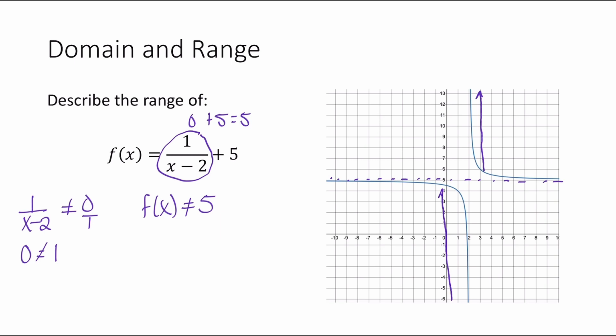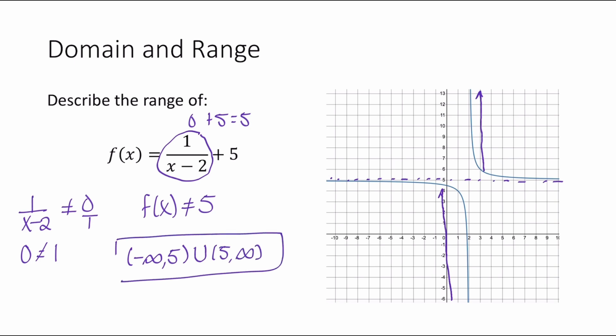So if I was describing the range, I'm going to use a similar method to when I described the domain. I'm going to say it's going to go from negative infinity to 5, not including 5. And then I use the union symbol for the second piece. And then I say 5 to positive infinity, okay? So those are the two pieces of my range.